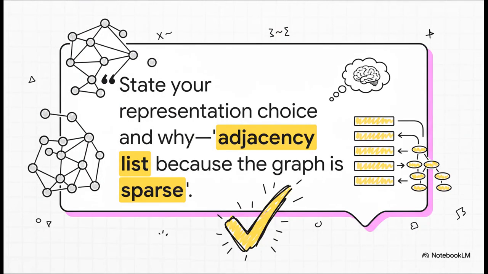And hey, if you're ever in a technical interview, this right here is pure gold. Don't just pick a representation out of thin air. Justify it. Saying something like, "I'd use an adjacency list here because the graph is likely sparse," that one sentence shows you understand the fundamental trade-offs. It demonstrates a much deeper level of thinking, and that's exactly what interviewers are looking for.